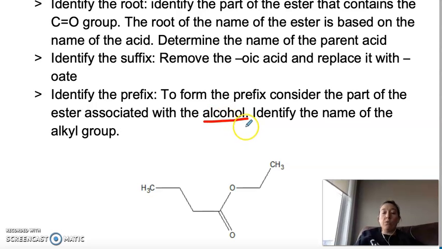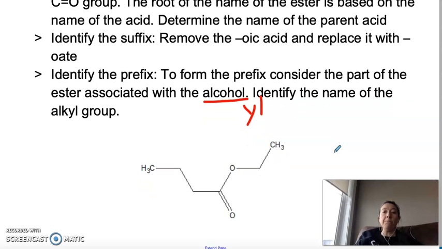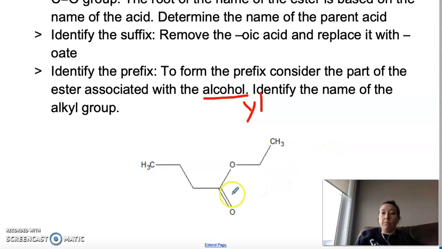But you are going to change the ending of it to YL, because that's generally what we do with things that go into the prefix, right? We think methyl, propyl, benzyl, that type of thing, okay? So here we have an example. So let's look at how we're going to do this.